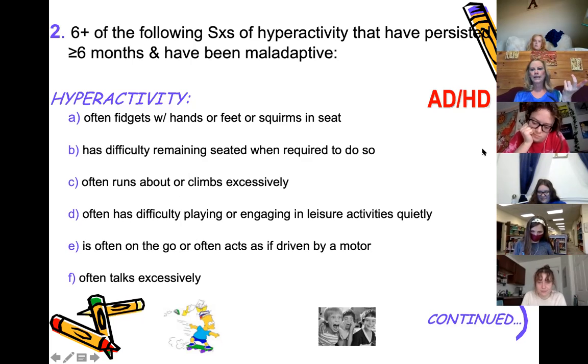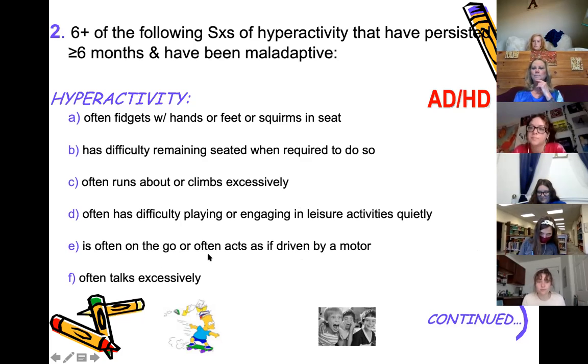Having difficulty playing or engaging in leisure activities quietly. These tend to be loud kids. Okay, they tend to be talking a lot and being quite loud. This is my favorite DSM criteria ever. Is often on the go or often acts as if driven by a motor.